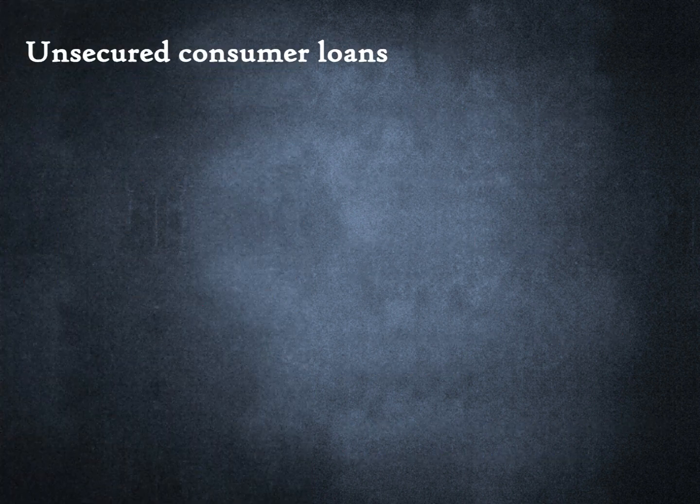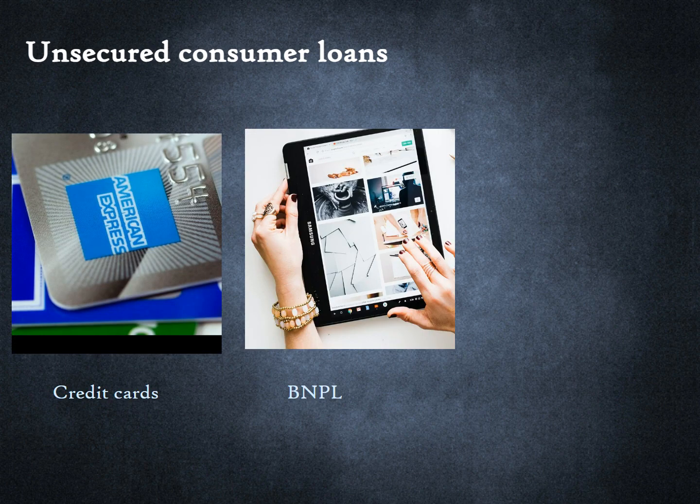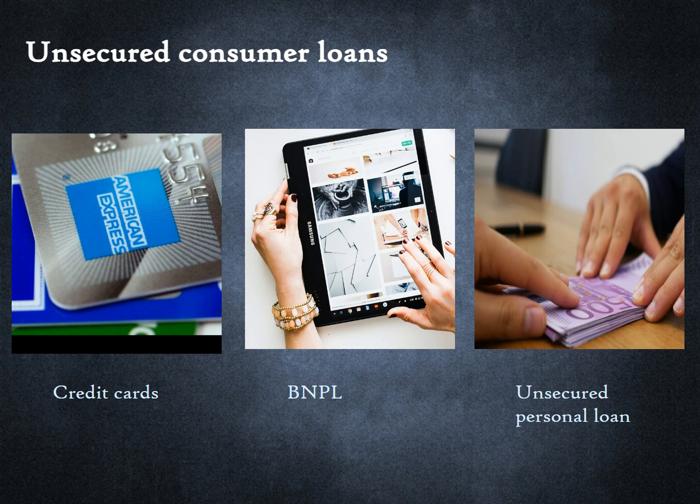To close our discussion on credit products, we can now move from secured loans to unsecured loans. We have already covered the two major forms of unsecured loans, credit cards and BNPL. Unsecured personal loans form the third big category of unsecured loans.